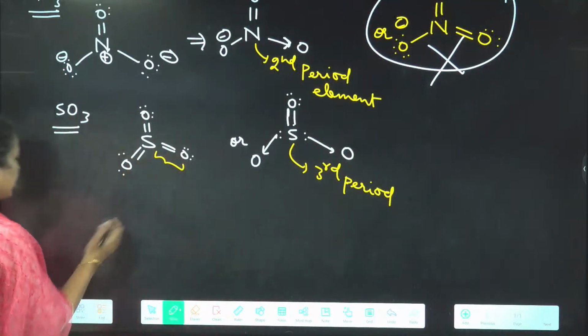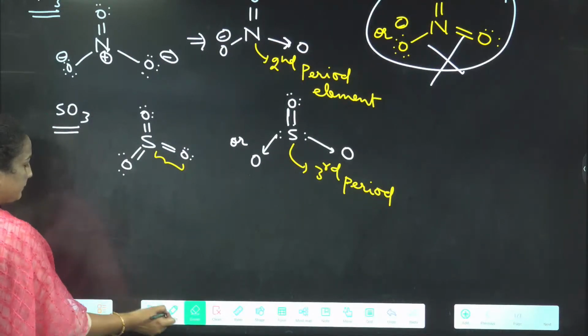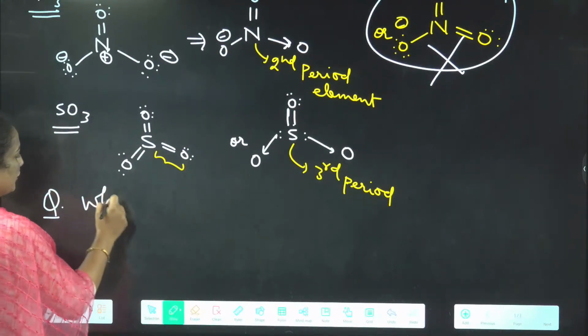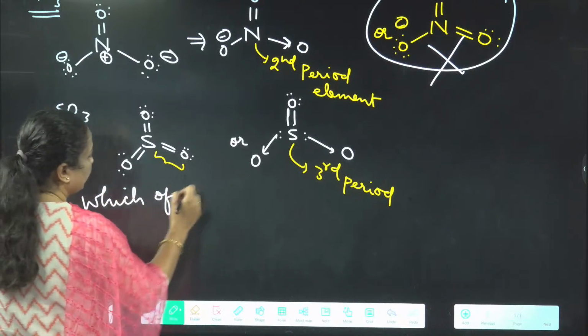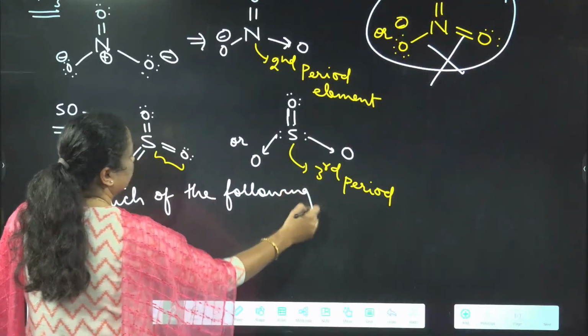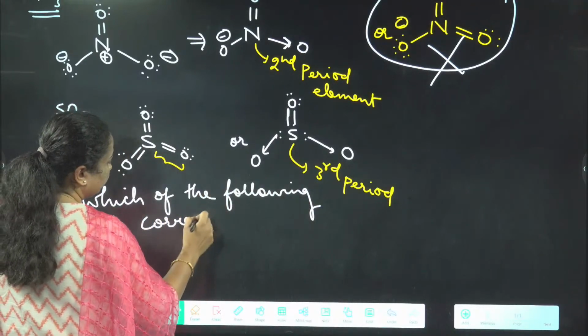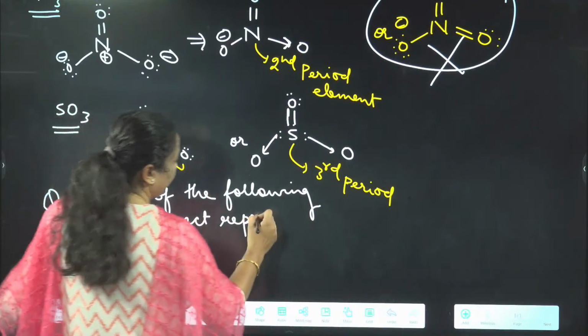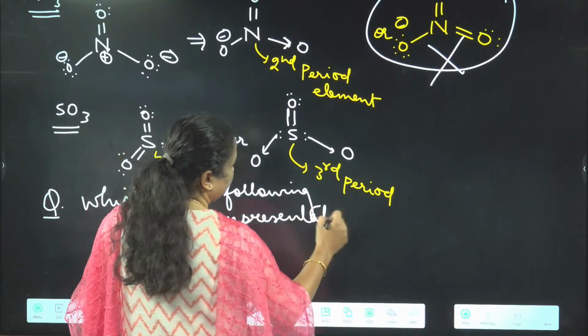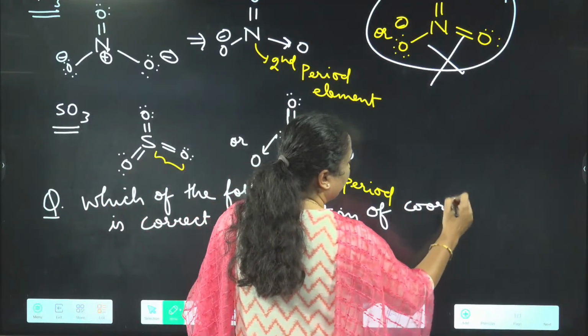So suppose I ask you a question: which of the following is the correct representation of coordinate covalent bond?